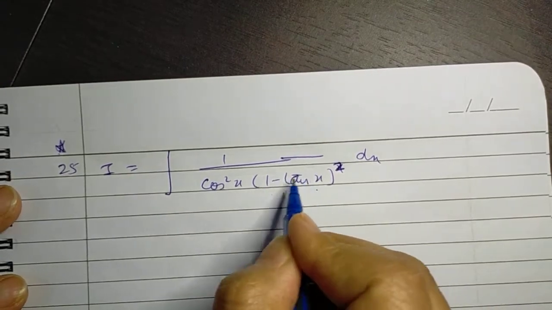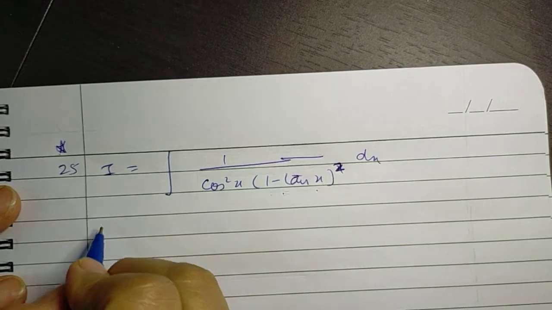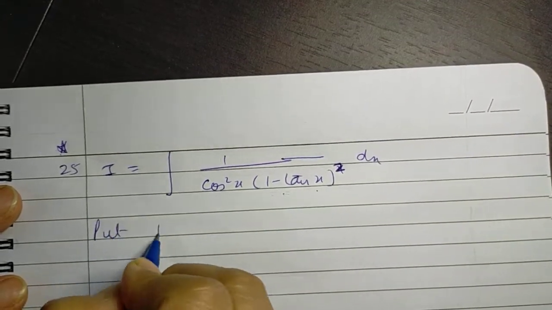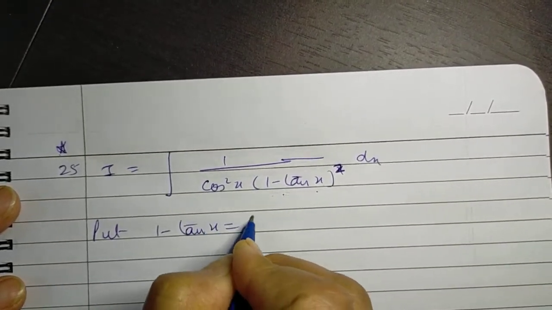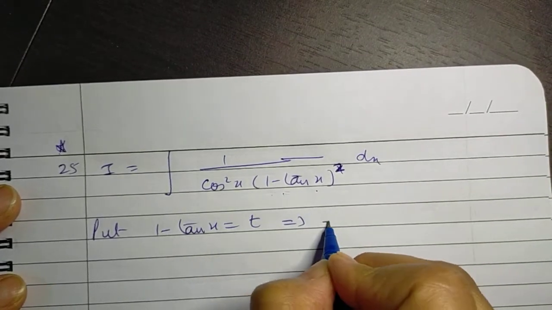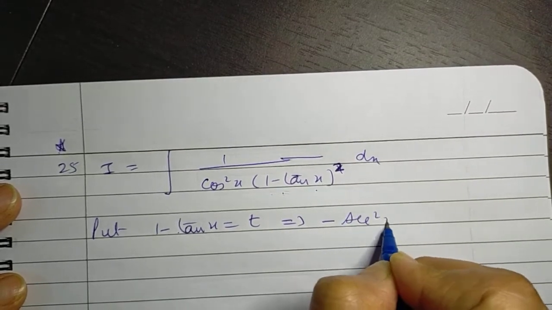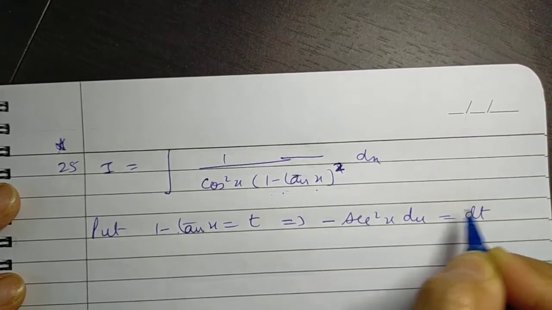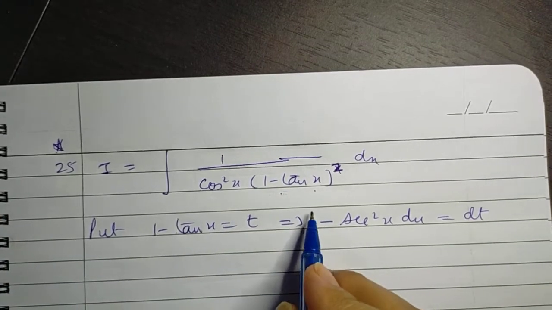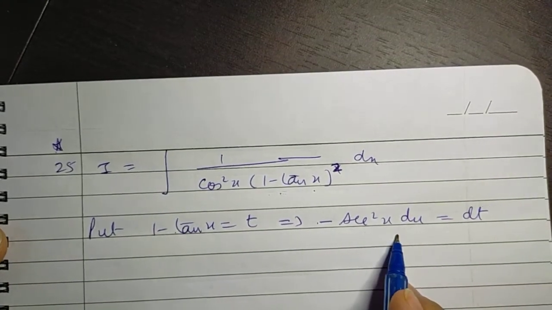So as usual, the inner function is to be treated as t. So what do we get? Put 1 minus tan x as t. On differentiating, what do we get? Minus is as it is. Derivative of tan x is sec squared x dx is equal to dt, because derivative of 1 is 0. Now this we have got.